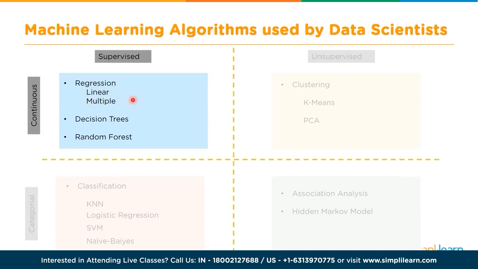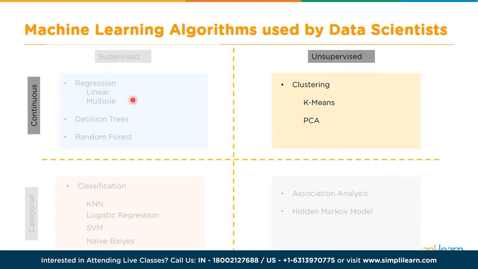On the other hand, there may be situations where you need to perform unsupervised learning. In case of unsupervised learning, you don't have any historical labeled data to learn from. So that is when you use unsupervised learning, and some of the algorithms in unsupervised learning are clustering. K-means clustering is the most common algorithm used in unsupervised learning.